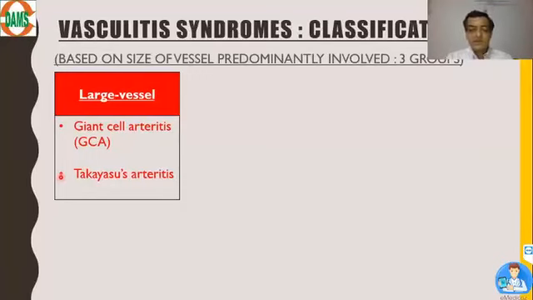So we are going to start. This is the second page of today's class. The first page was the classification based on pathology. Now we are dealing with classification based on size of the vessel affected. Again, I am telling you, I am reading it slowly, so listen, understand and write please. It's not a rapid fire contest. So large vessel: giant cell arteritis, GCA, and Takayasu's arteritis.